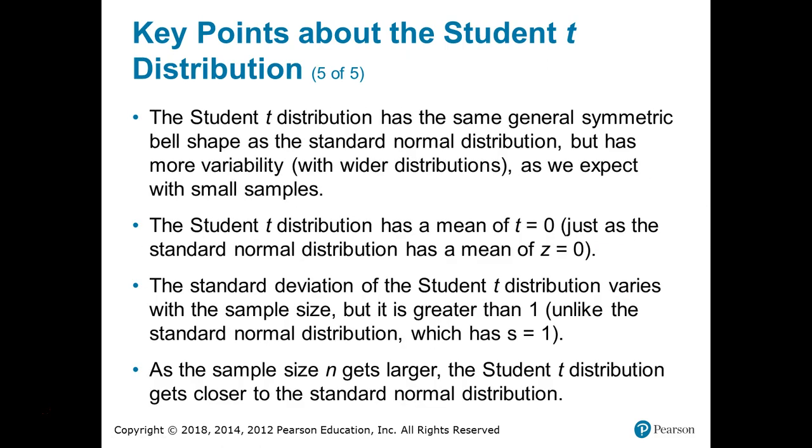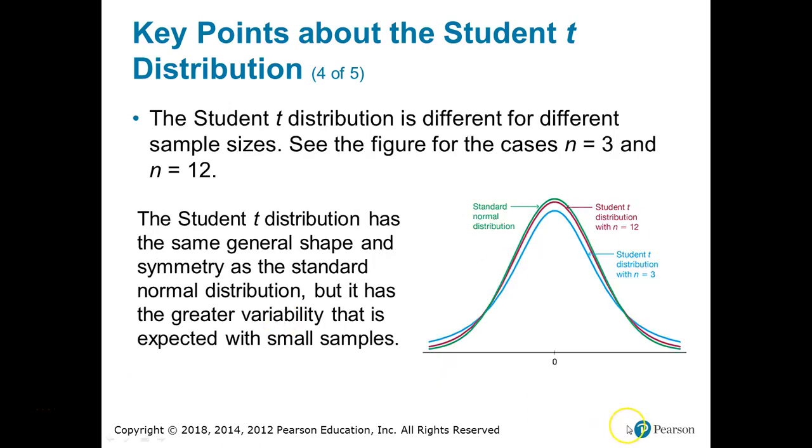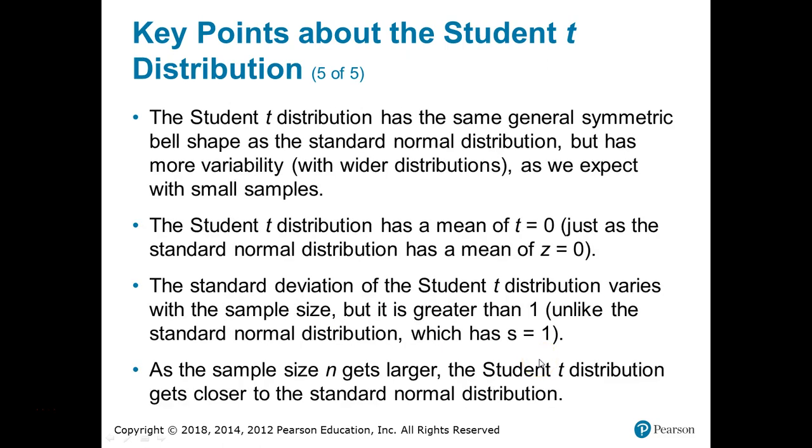So the student t-distribution has the same general symmetric bell shape, but it has more variability. And as n increases, the shape becomes more and more standard. The mean of a student t distribution is t equals 0, just as the standard normal distribution has a mean z equals 0. So that midpoint where the peak is going to be is t equals 0.